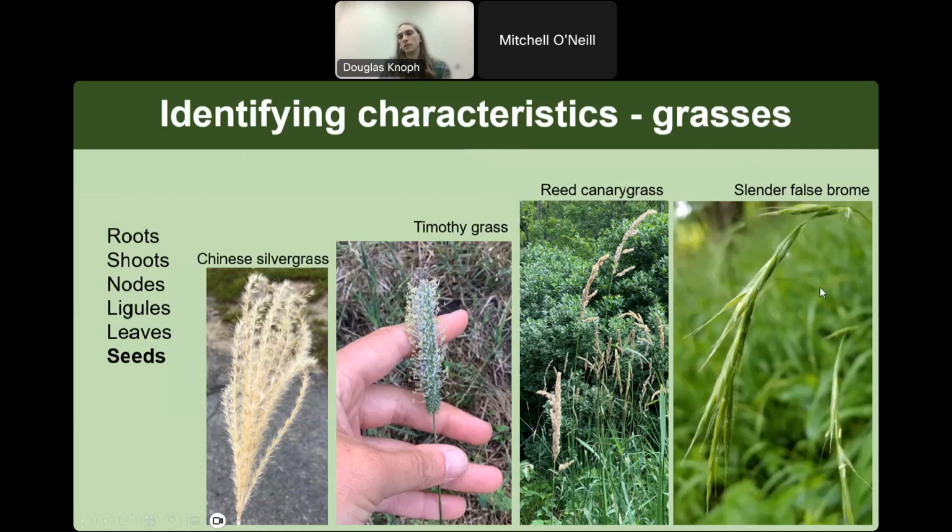but the seeds will be a lot larger. They'll have these very long, distinct awns coming off of the seeds. And you can even see on a few of these here, there's a little bit of remaining structure from some of the flowers as well.